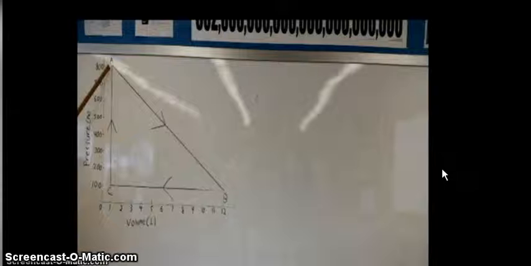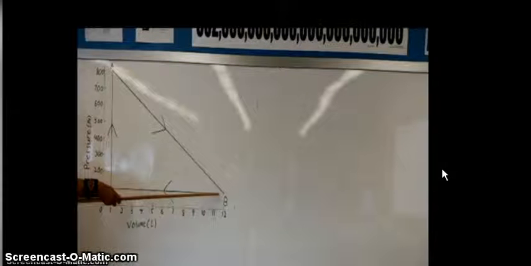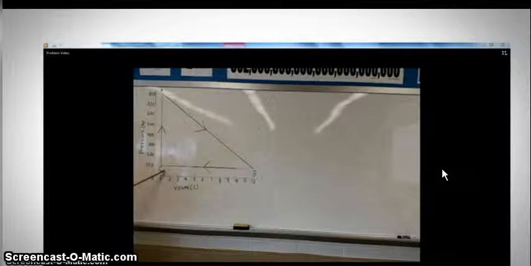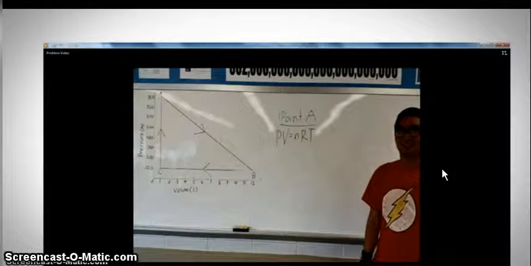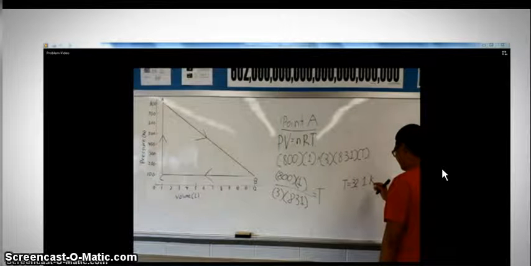The first part is finding the temperature at point A, point B, and point C. Now to find the temperature, we just use the PV=nRT equation and substitute the numbers and use basic algebra. First, we substitute the numbers into the PV=nRT equation. The pressure, volume, and moles are given in the diagram, and R is always the constant 8.31.